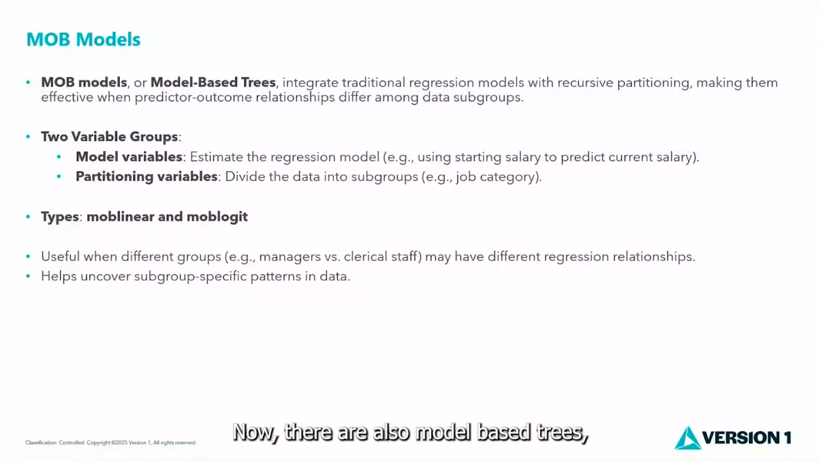Now, there are also model-based trees, and these integrate traditional regression models with recursive partitioning. And this makes them effective when predictor-outcome relationships differ among data subgroups. So there are going to be 2 variable groups, the model variables. So I could use, for example, someone's starting salary to predict their current salary. And then we have the partitioning variables. So I want to divide the data into subgroups, and I could use, for example, job category. You can see the types of models we have, but this is actually useful when we've got different subgroups. For example, we want to examine managers versus clerical staff, and these may have different regression relationships. This helps us uncover subgroup-specific patterns in the data.